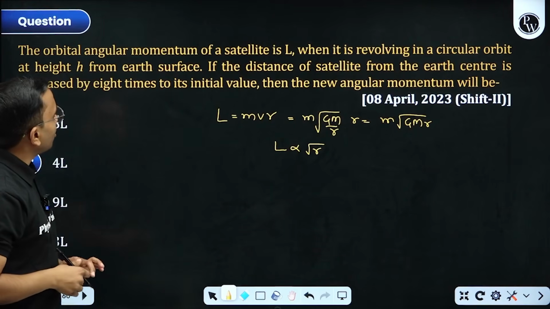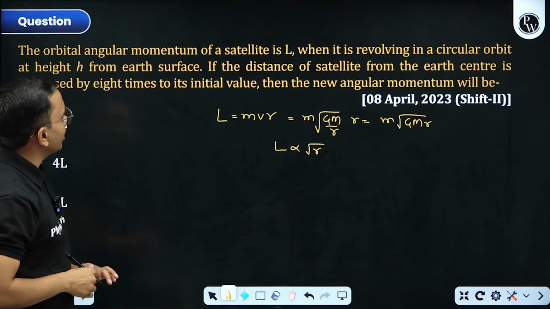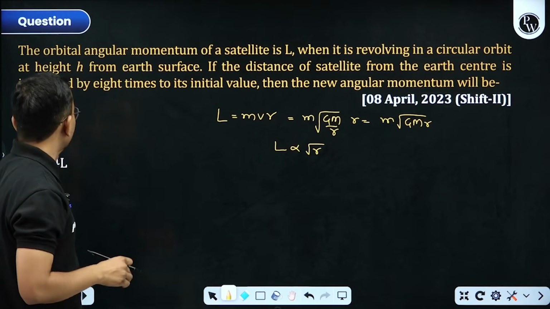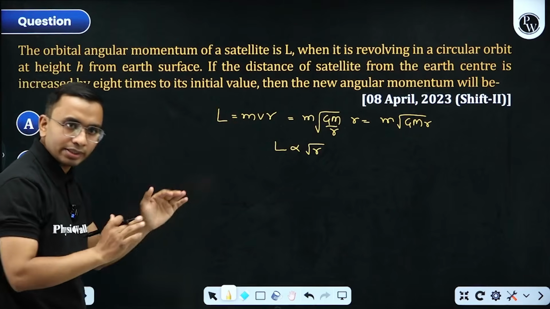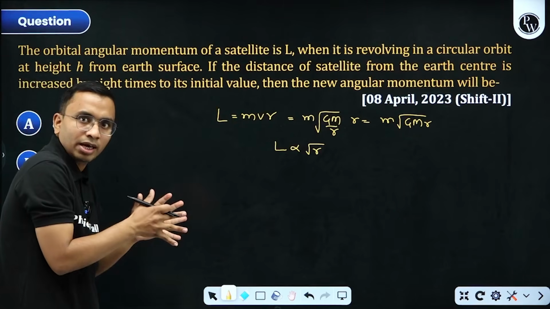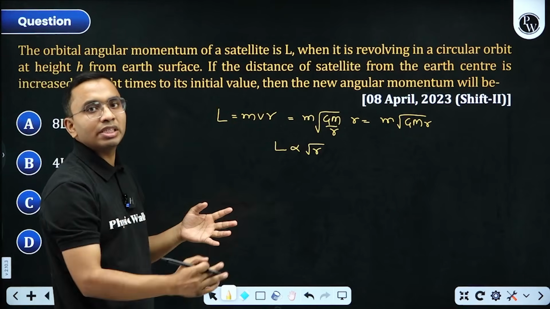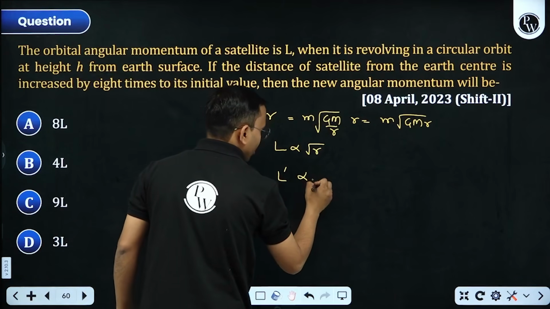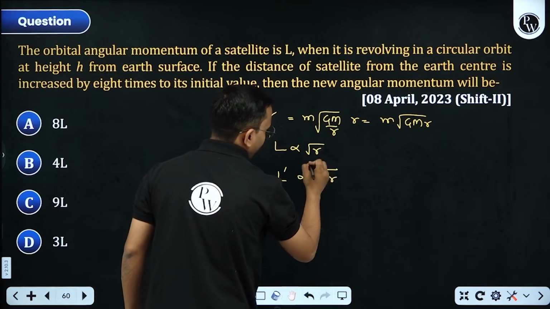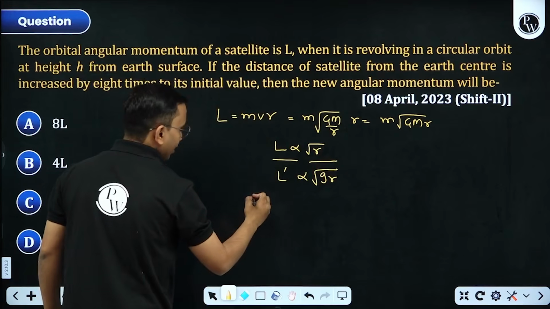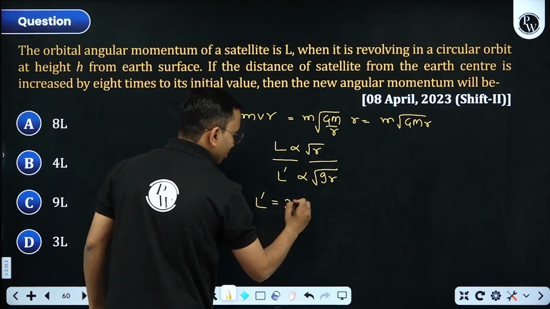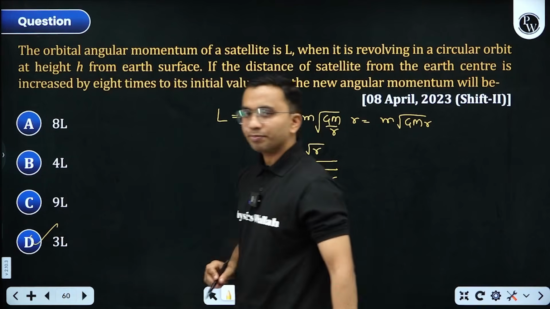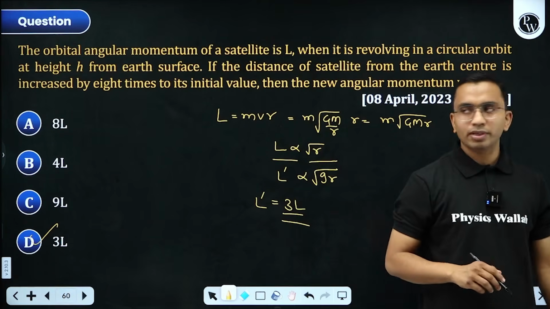If the distance of the satellite from the center is increased by 8 times, initially it was r, now it is r plus 8r, means it becomes 9r. So L dash will be proportional to root 9r. So from here if I write L dash, that comes out to be 3 times of L. Okay, 3 times of L, option D.